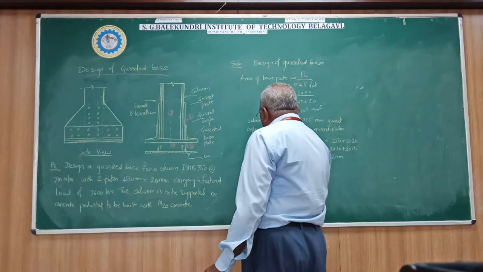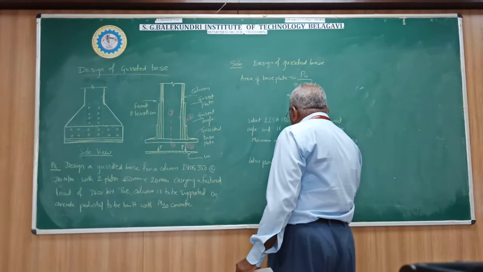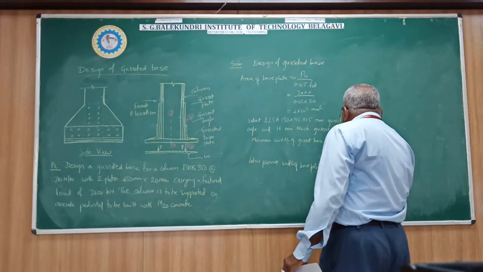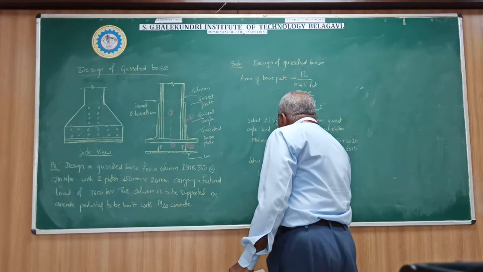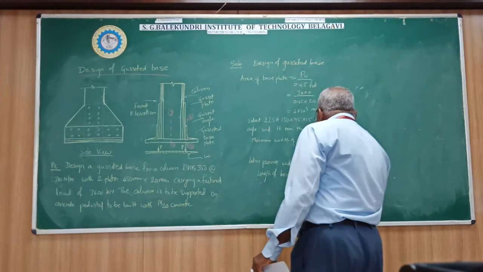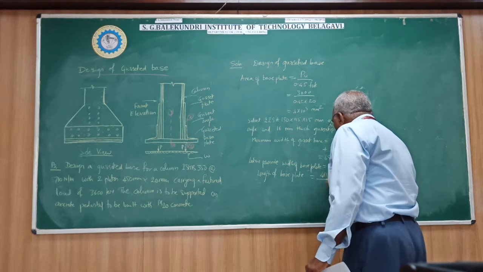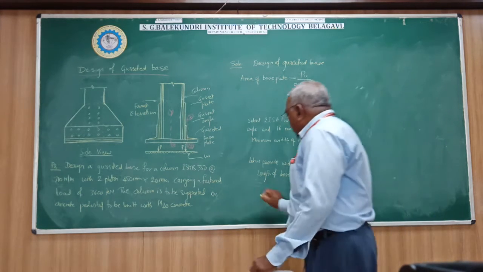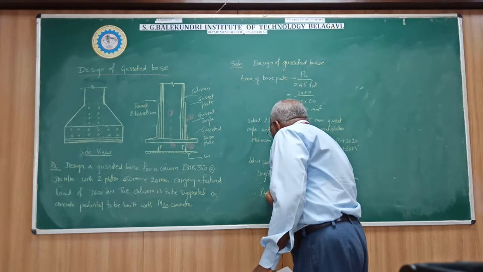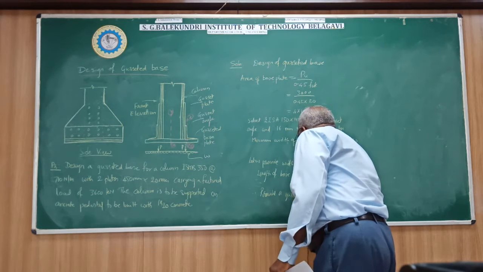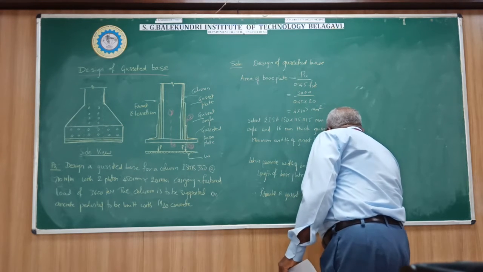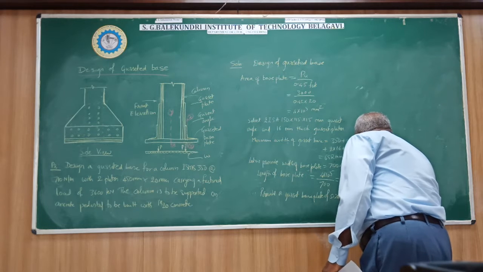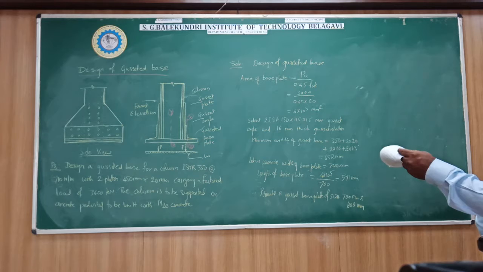Now let us provide a width of base plate equal to 700 mm. Then the length of the base plate equals the area, that is 4 into 10 raised to 5, divided by 700. So this is equal to 571 millimeters. Hence now provide a gusset base plate of size 700 mm by 600 mm.